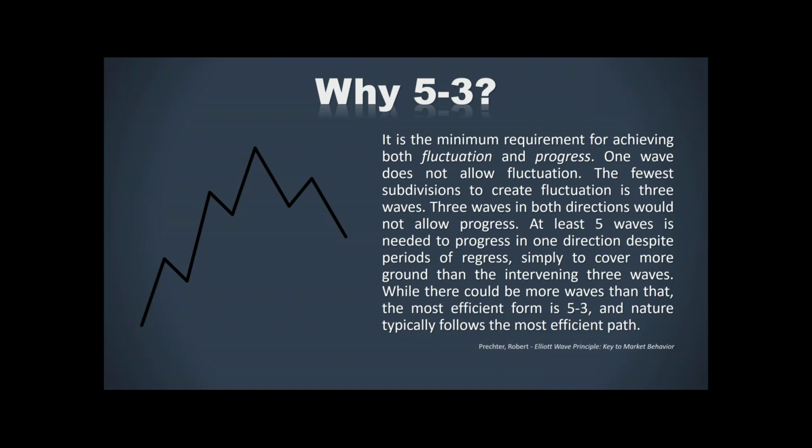So while it's possible there could be more than this 5-3 structure, the most efficient form is 5-3, and nature typically follows the most efficient path. So that's how we get that 5-3 structure, which allows for fluctuation and progress in financial markets in the most efficient manner.